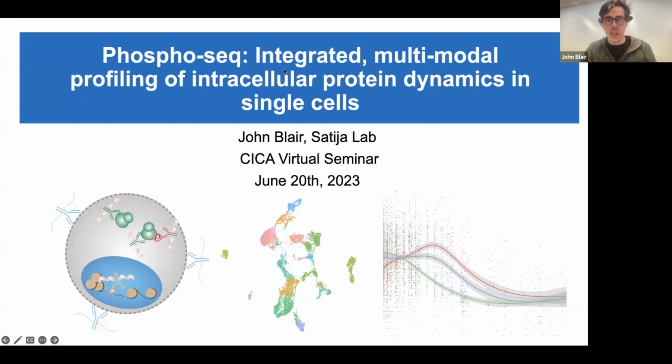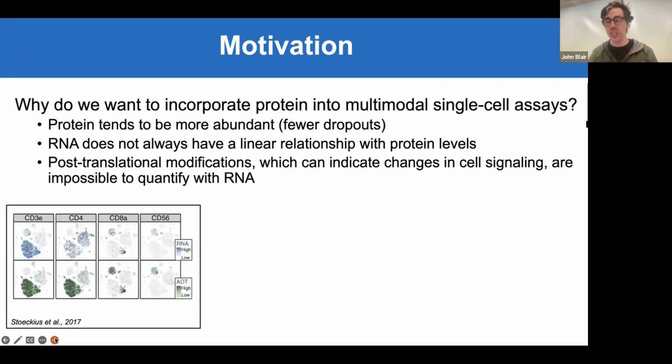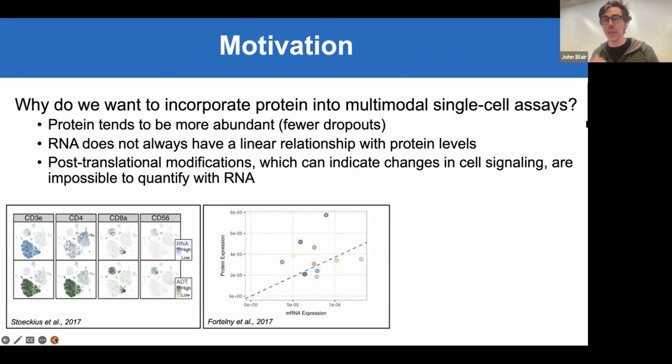So I'm here to talk about Phospho-seq, our new method for integrated multimodal profiling of intracellular protein dynamics in single cells. So what is the motivation for this? Why do we actually want to incorporate protein into multimodal single cell assays? One is that protein tends to be more abundant, so it has fewer dropouts when compared to single cell RNA sequencing. Two, RNA does not always have a linear relationship with protein levels.